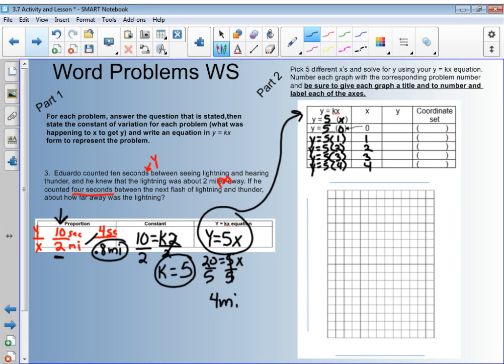And then to solve for y, we're just going to solve this. So y equals 5 times 0, which is 0. So 0, comma 0. And then y equals 5 times 1, which is 5. So 1, comma 5. Y equals 5 times 2, which is 10. 2, comma 10. And then 5 times 3 is 15. So 3, comma 15. And then 5 times 4 is 20. So 4, comma 20. So now we're going to set up our graph.